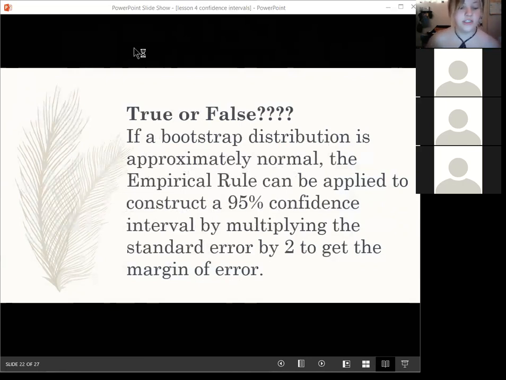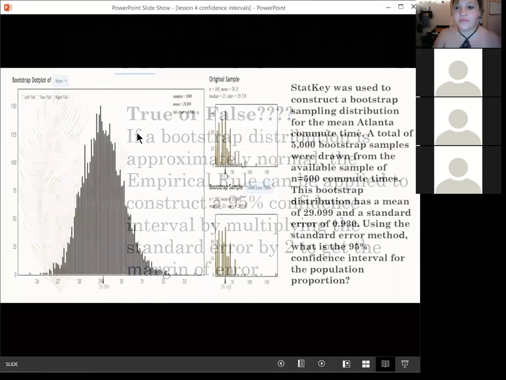So yes, Maria, you're definitely right. This is true. This is basically the definition for the standard error method of bootstrapping. So yeah, this is definitely true. I don't have much to say about this one, so all right, good.